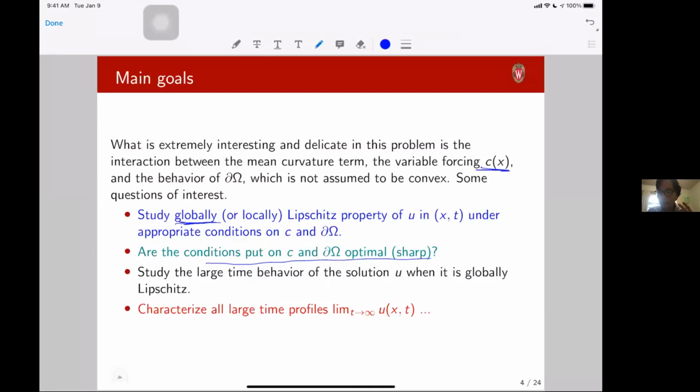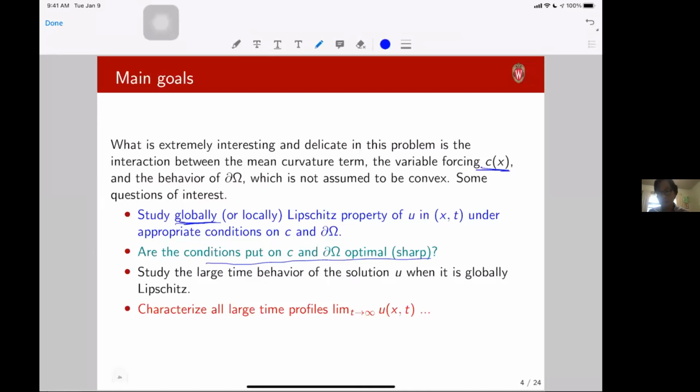Might not be very optimal. So we really care about that. If we put conditions, are they sharp? Are they really optimal? And if we violate it a little bit, then do we lose a global Lipschitz regularity?